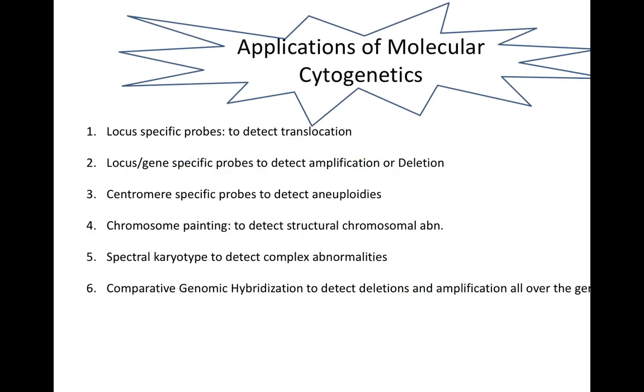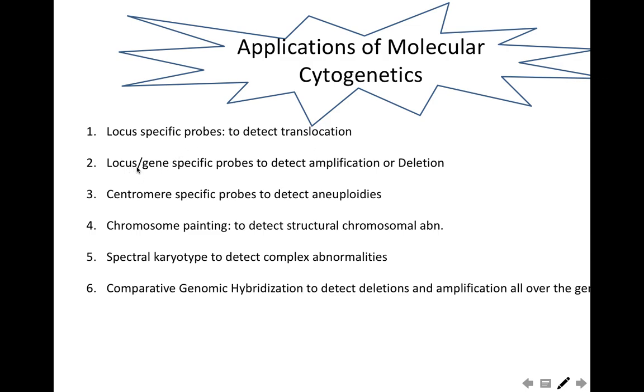Let's consider what are the applications of molecular genetics. Molecular genetics, even though it is more expensive, is a rapid method of testing, and you can just detect a certain abnormality. For example, if you use a locus specific probe, you will not be looking at the whole set of chromosomes, but you will be concentrating on a certain abnormality, like for example testing for translocation, and we will see how.